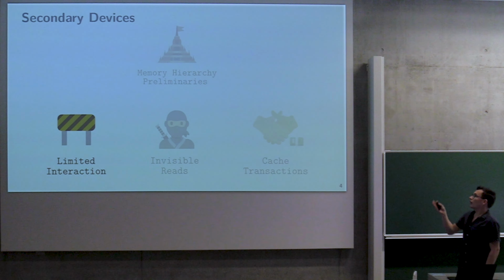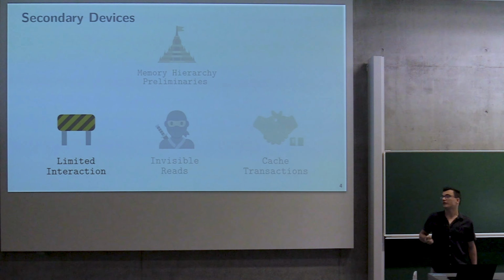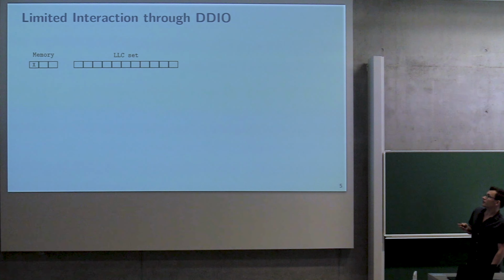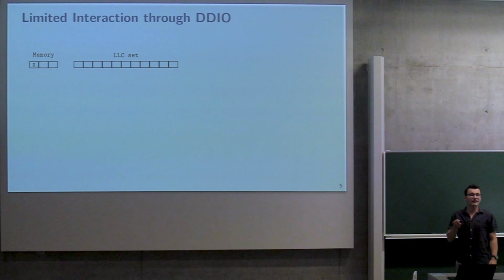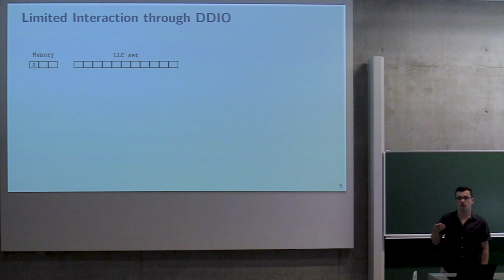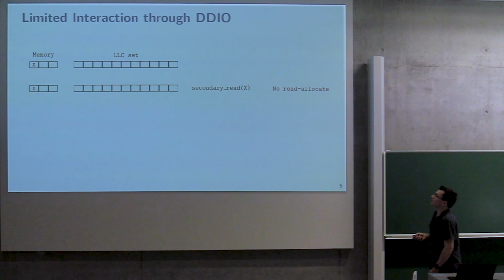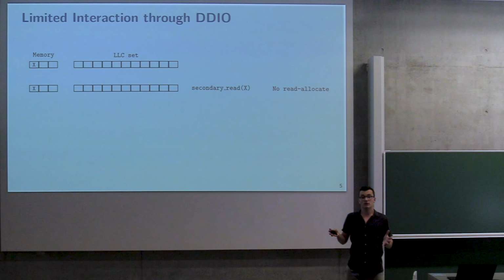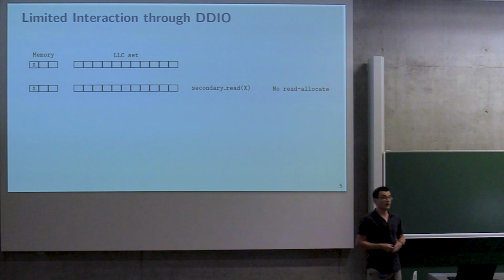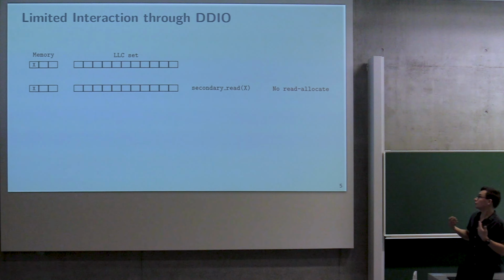So we know now that these secondary devices interact through the last level cache, but in terms of what they can do, they're really second-class citizens compared to the CPU. So if we have our memory here and our last level cache here, if our secondary device performs a read of a certain cache line, this will serve the cache line to the secondary device, but it will not allocate it in the LLC.